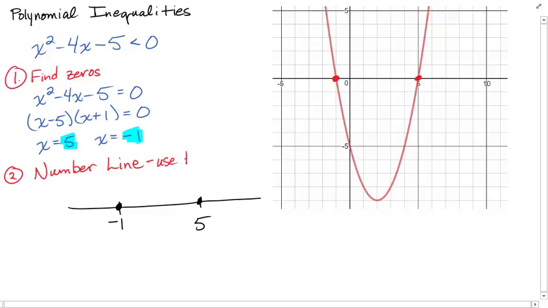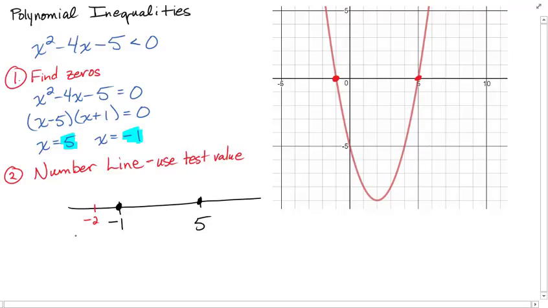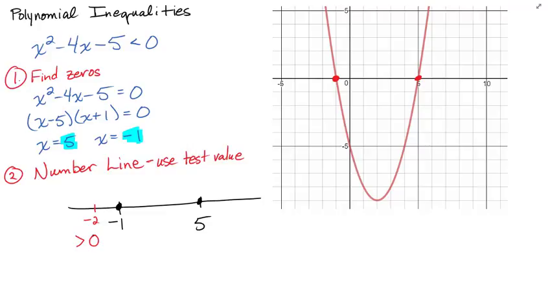Use test values. All that means is pick a number in each of these regions. So maybe I choose -2 in that region. And the question is, is -2 a solution? So I can plug it into the inequality and see. That, of course, is going to lead me to 4 plus 8 is 12, minus 5. I don't really care what the number is exactly. I just care that it is greater than 0. So if I plug in a -2, I'm going to get out a number that's greater than 0.